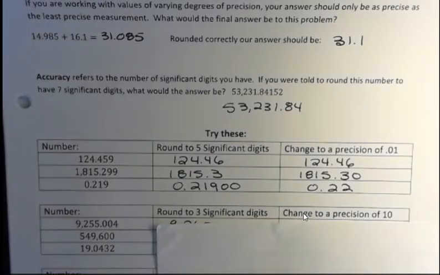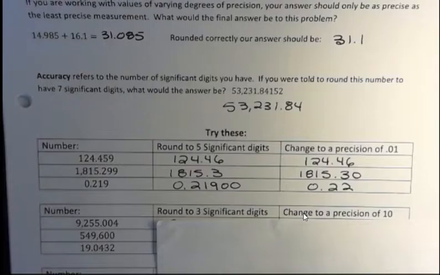You should try these 3. I'm hiding the answers. You should try these. We want to round to 3 significant digits, and we want to change the precision to be 10. Well, this to 3 significant digits, 1, 2, 3, we want to stop right there, and then we want to round that, so we'd get 9,260. We would not put these on, because if we trail zeros after the decimal, they're significant. So we would not put that.